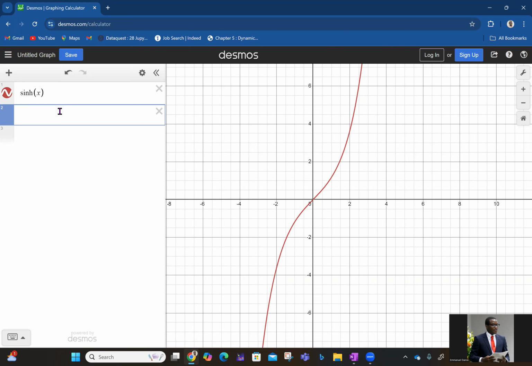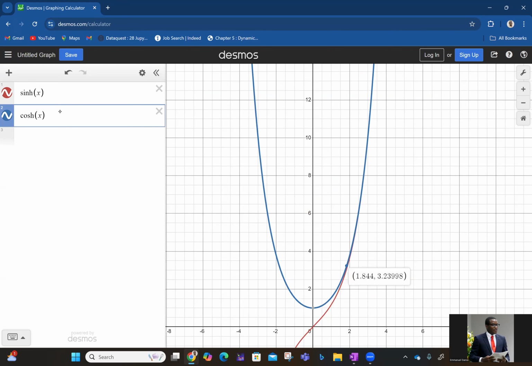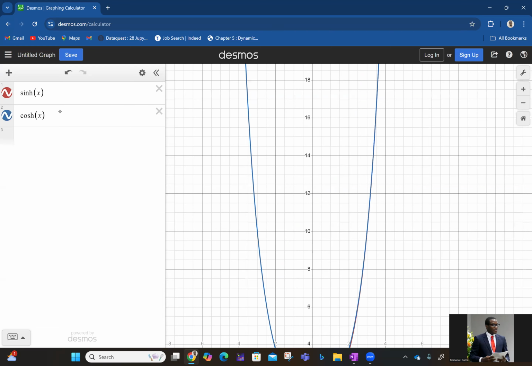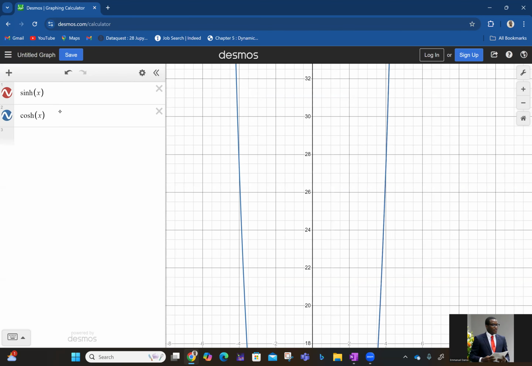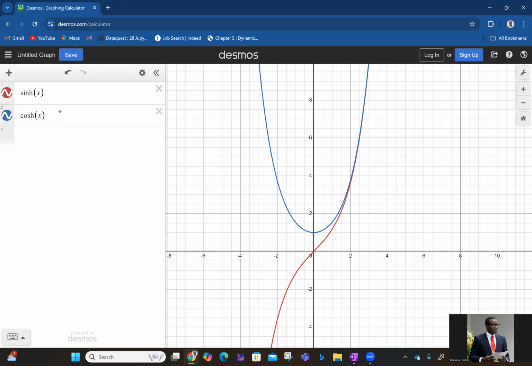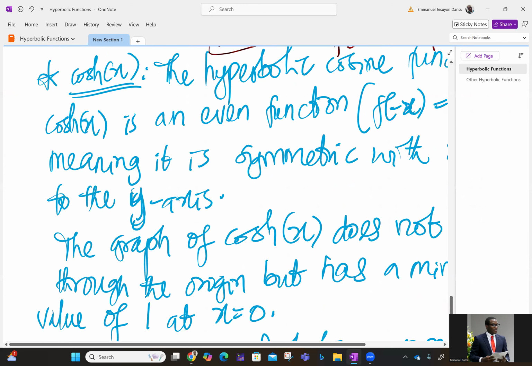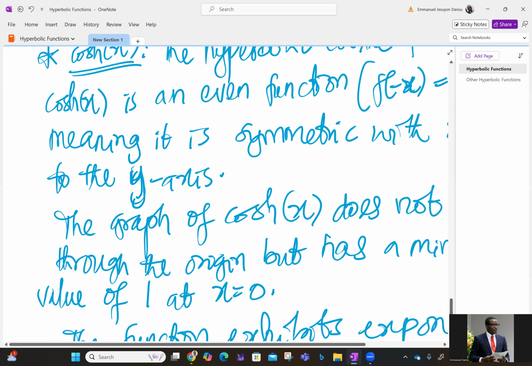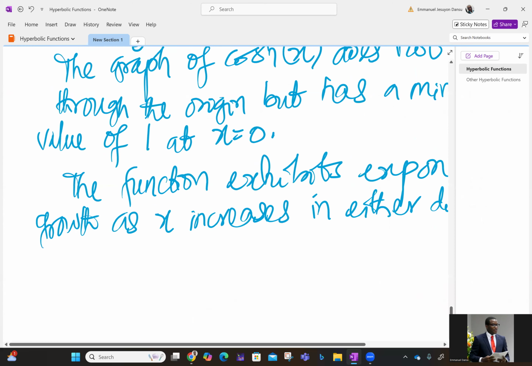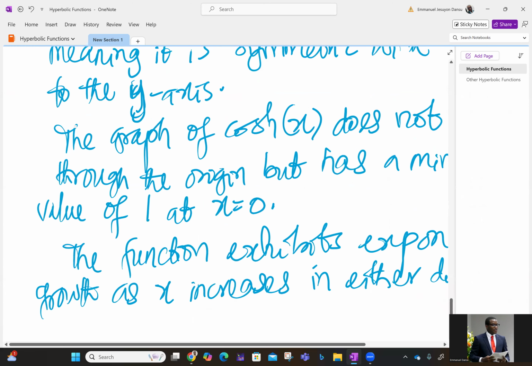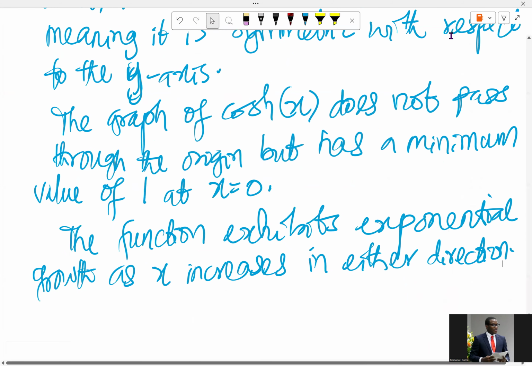Now you can see that as x is increasing on both the positive and negative side, the function is growing exponentially, and it keeps growing like that. But then you see that when x is equal to 0, the value is 1. And of course, that's easily understandable, right? From the very expression, cosh x is e raised to power x plus e raised to power minus x, divided by 2. So when x is 0, you have e raised to power 0 plus e raised to power minus 0, which is 1 plus 1, which is 2, divided by 2, and that's 1. So that's why the minimum value is actually 1. So that is the graph of cosh x.